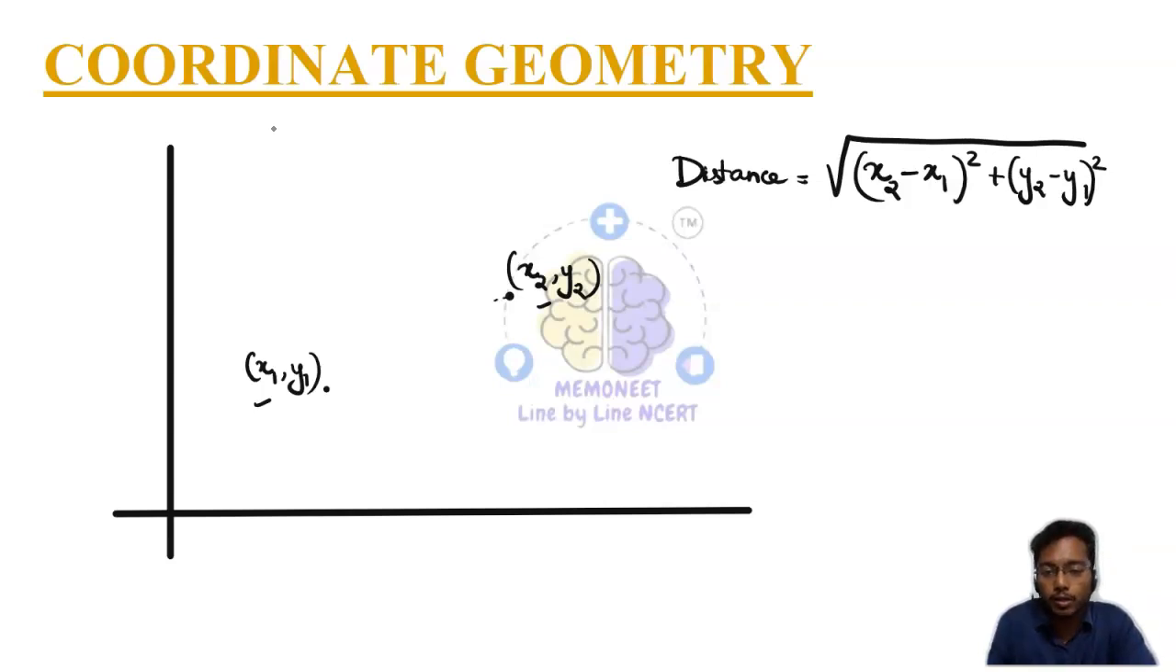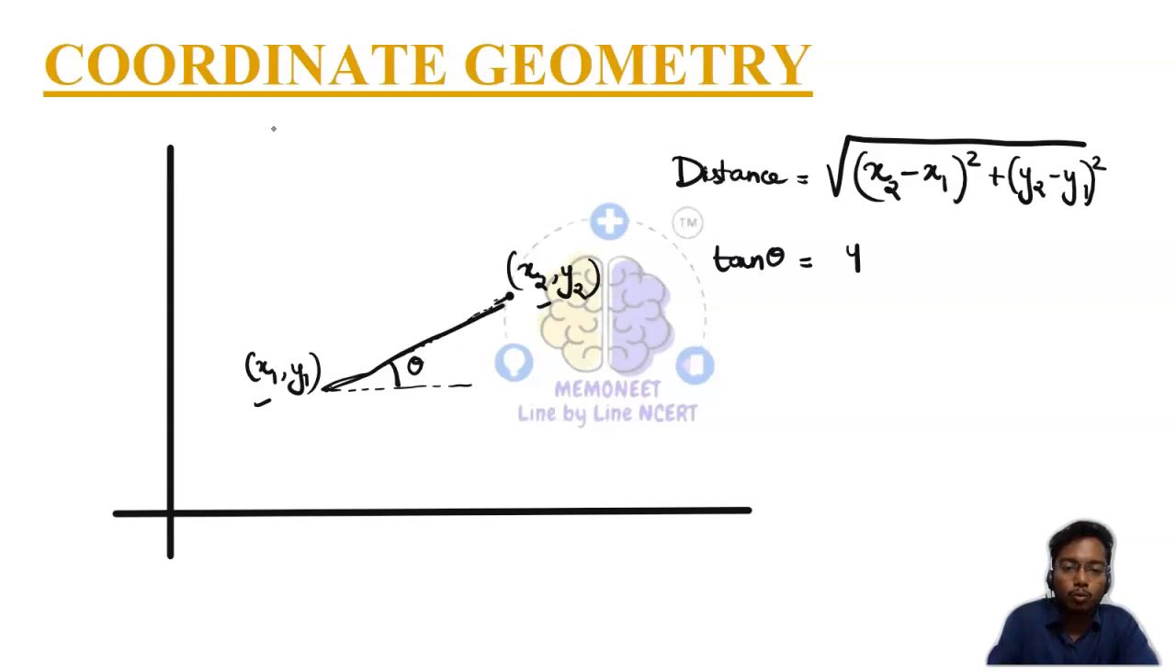Let's say we join these two points. Here it will subtend some angle, this will be angle theta. If we want to find the value of the slope or the angle subtended, that is tan theta or slope is equal to y2 minus y1 upon x2 minus x1, or we can write del y upon del x.